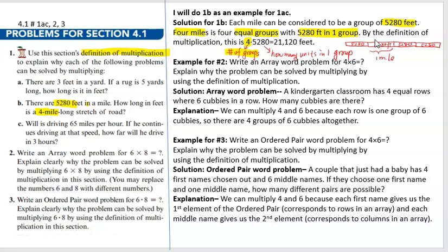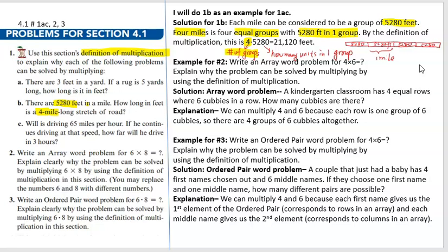Again, if you want to do addition, it's fine, but it's going to be 5,280 plus 5,280 plus 5,280 plus 5,280, and that's just a lot of work. It's much quicker if we just do multiplication, times 4 or 4 times. For this problem, they did not ask us to use the drawing, so you don't have to do this. But you can always use that to help your students. Okay, so that's how you do it.